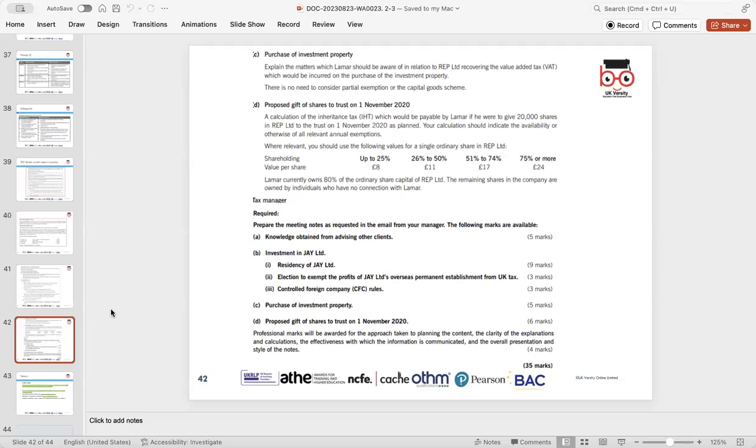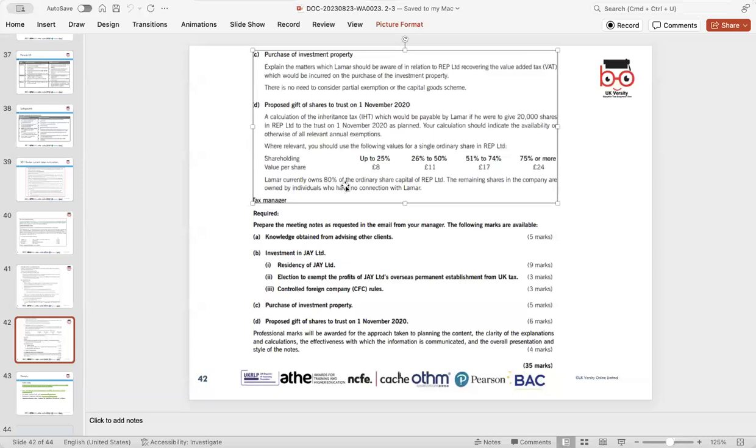Investment in J Limited, residency of J Limited: it is essential to consider where J Limited will be based as it affects tax obligations. If J Limited is based in the UK, it will pay UK corporation tax on worldwide profit, but if it is in Garia, it will pay 13%. So this impacts REP Limited's tax liability and relief if J Limited faces losses in Garia.